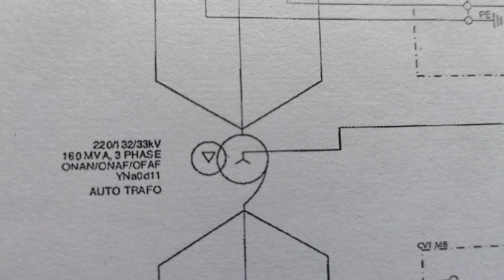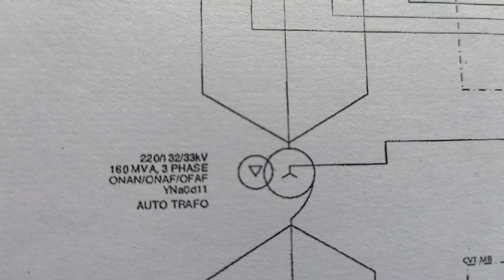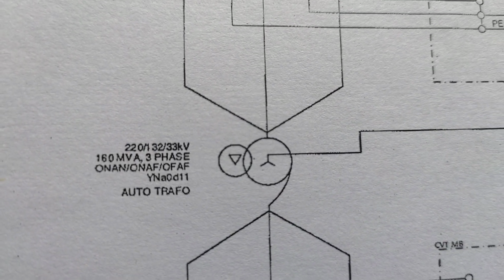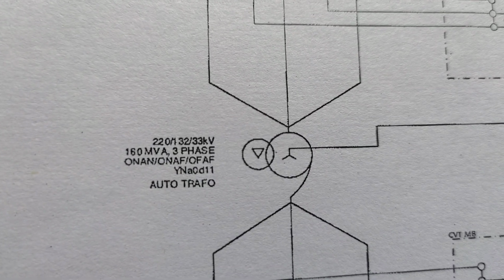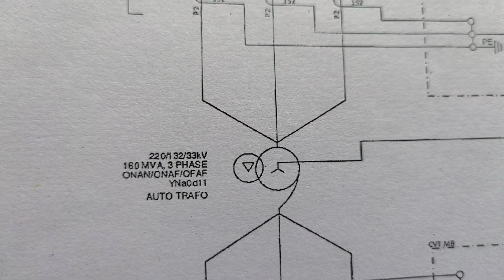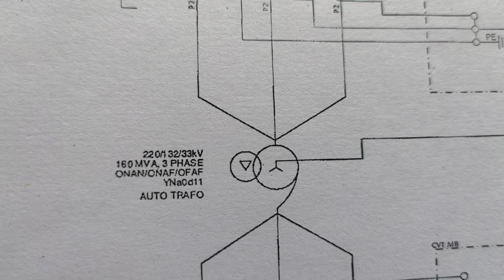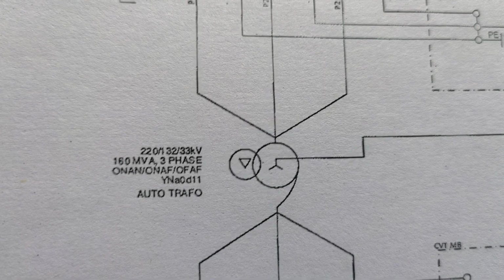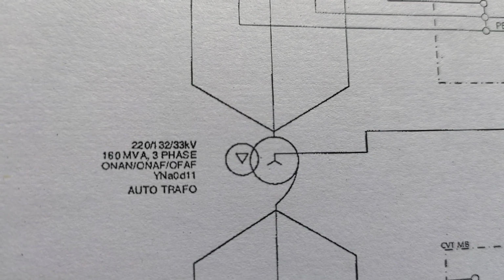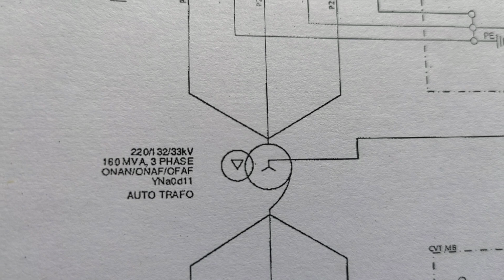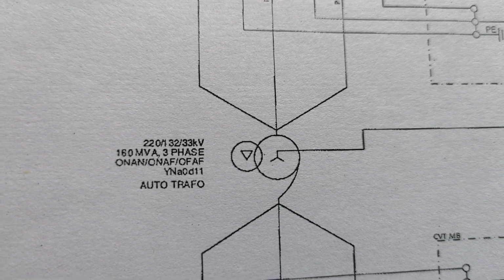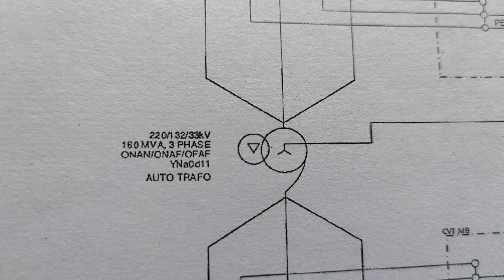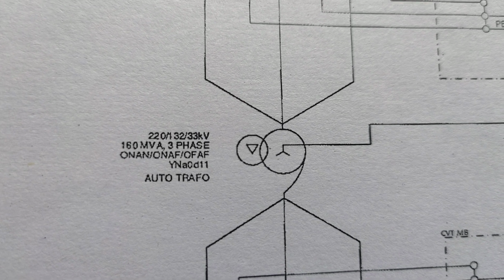YNa0d11, and also its cooling capacities of ONAN, ONAF, OFAF: oil natural air natural, oil natural air forced, and oil forced air forced. Three types of cooling are used for the cooling or protection purpose of the transformers.